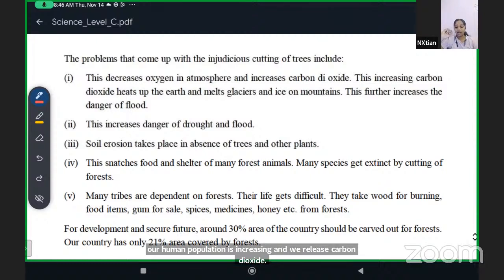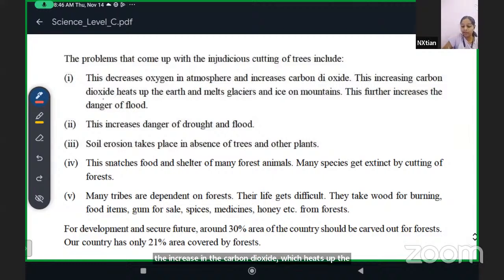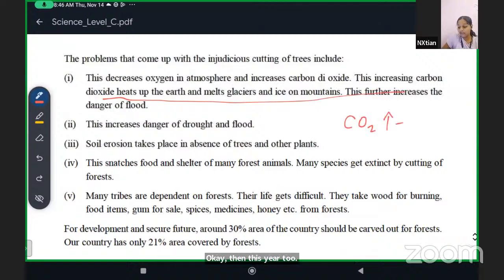Okay. So this again causes the increase in the carbon dioxide, which heats up the earth. When the CO2 is increased, it will cause the heating up of the earth, okay, which will lead to melting of glaciers and ice on the mountains, okay, which will lead to heating up of our environment. Then this further increases the danger of flood. When the glaciers and ice on mountains melt, they also have the danger of floods.